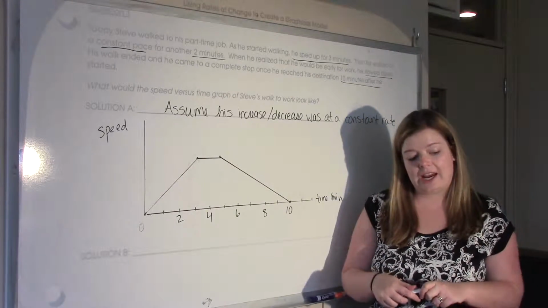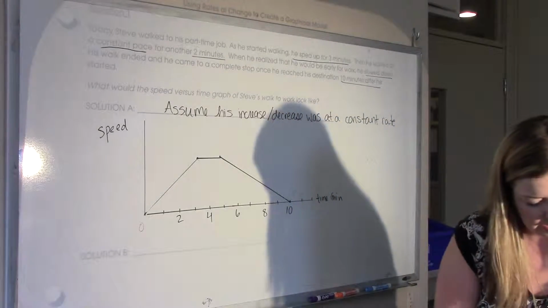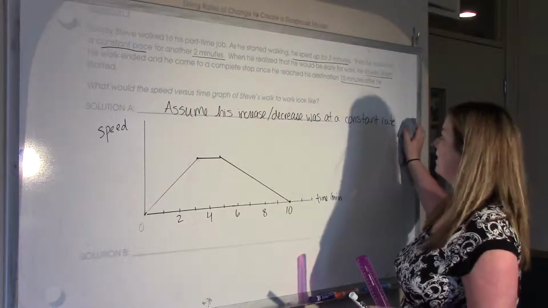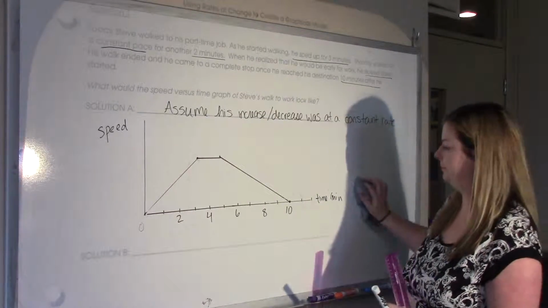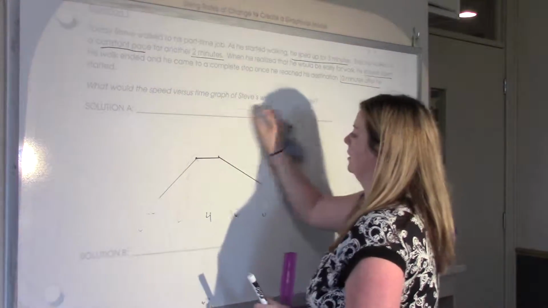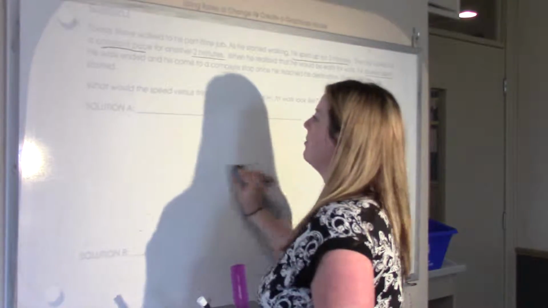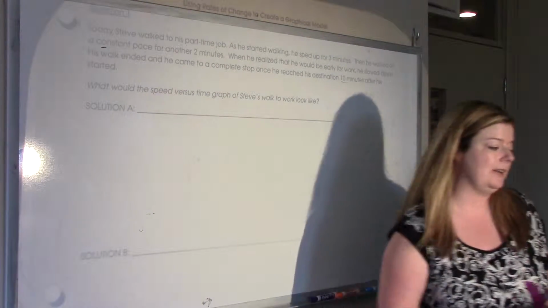However, how would this change if his speed changes at a variable rate? So go down to solution B, okay, and we're going to draw the same thing again. And I want you to think about, as you're drawing that, what's going to change from solution A to solution B.